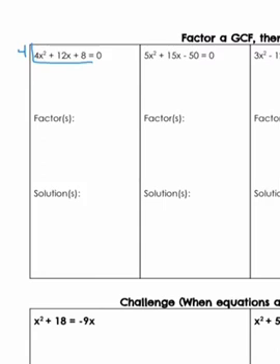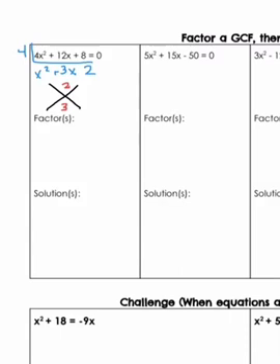So 4 divided by 4 would leave us with x squared. 12 divided by 4 would leave us with 3 and the x. And 8 divided by 4 would be 2. Then we can set up our x. And we know that we need our numbers to multiply to be 2 and add to be 3.